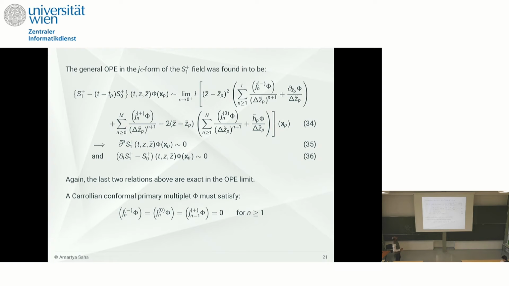Now similarly, you can write the S1 plus OPE. Due to lack of space, I am writing the left-hand side like this. You can write this, and you see again that equations 35 and 36 are exact in the OPE limit, and for Carrollian conformal primary multiplets, these are satisfied.